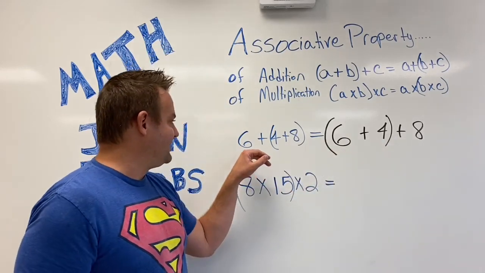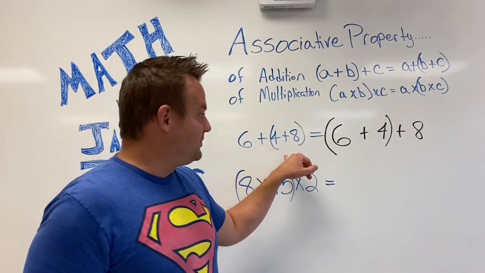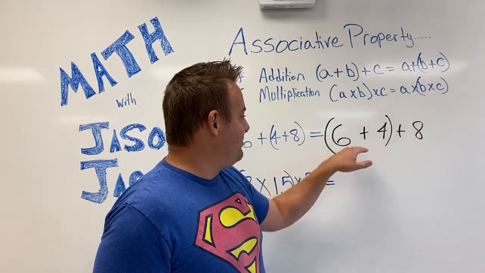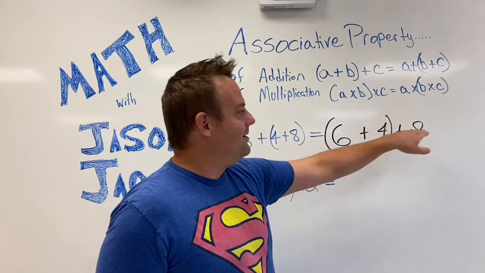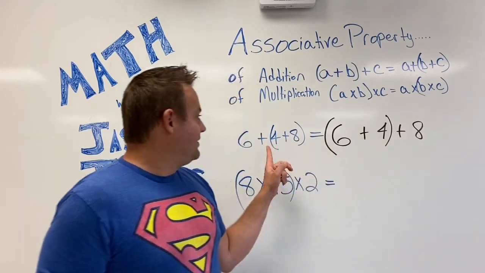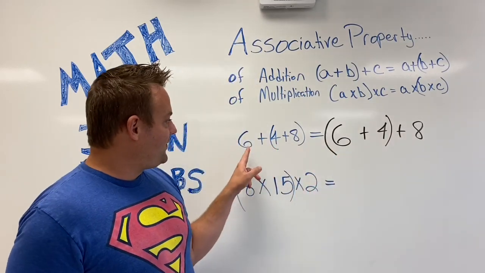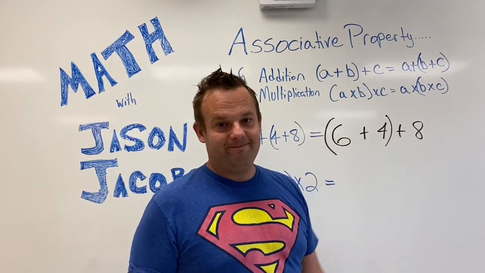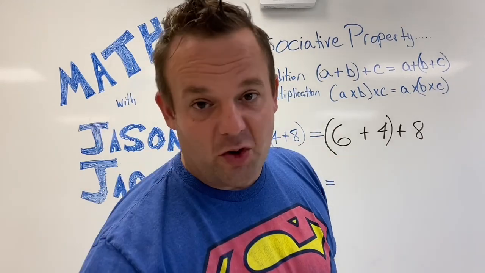So instead of 6 plus 12, which might be harder if there are harder numbers, you can make a 10 pair, like 6 plus 4 is 10 plus 8. At any rate, these two expressions are equal. 6 plus 12 is the same as 10 plus 8. They're both 18.